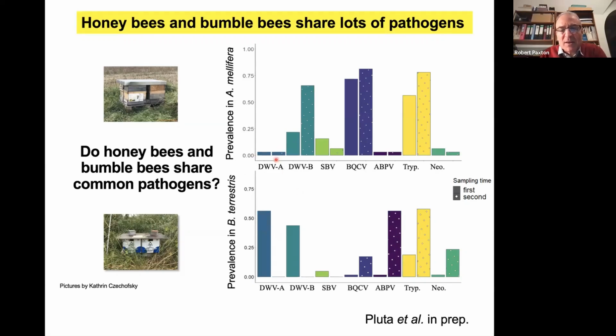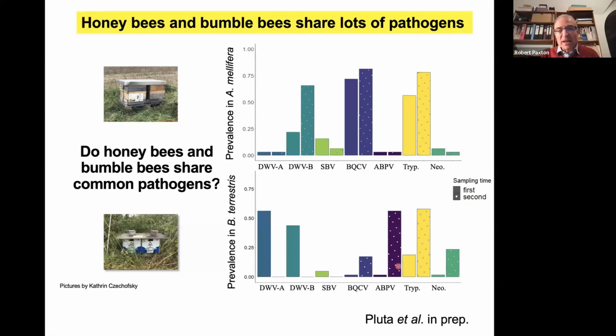And what you can see is, okay, in the honeybees, they've got deformed wing virus type A, they've got deformed wing virus type B, quite a bit, sacbrood virus, black queen cell virus, an awful lot. This is the prevalence here, over 75% of them infected. Got acute bee paralysis virus in the honeybees. And then we have trypanosomes like Crithidia and Lotmaria, and neogregarines like Apicystis, which is a bumblebee gut pathogen. You'll see in the bumblebees similar patterns, actually.